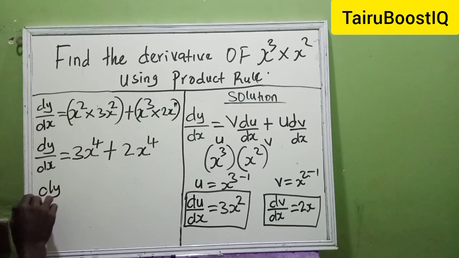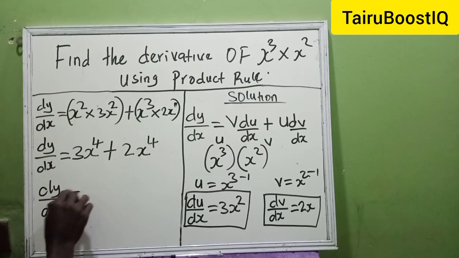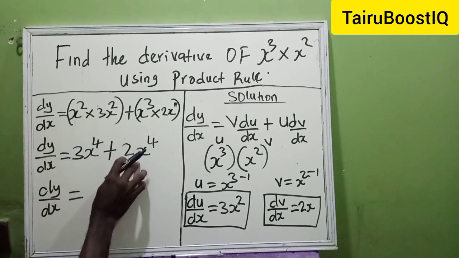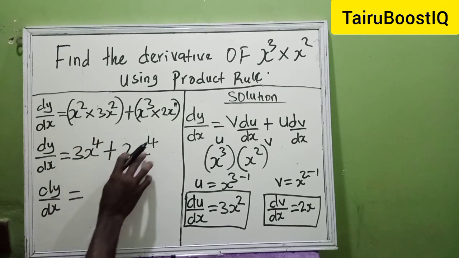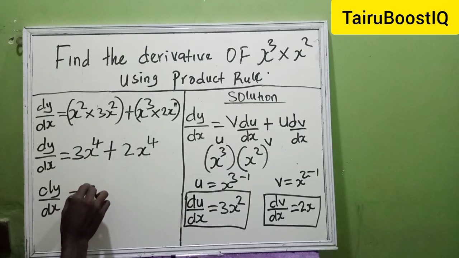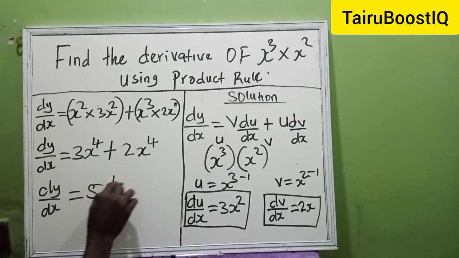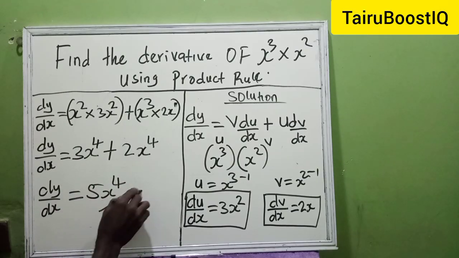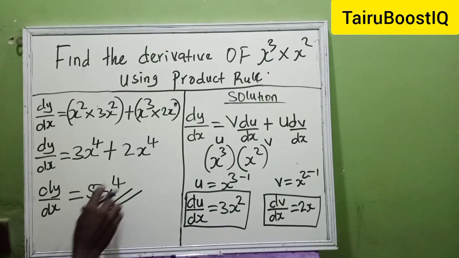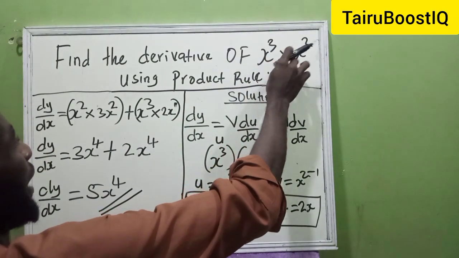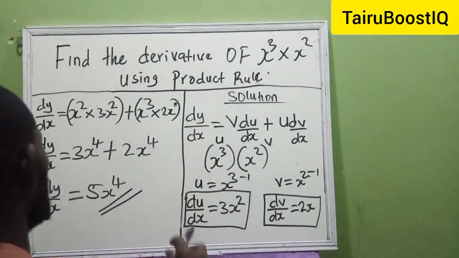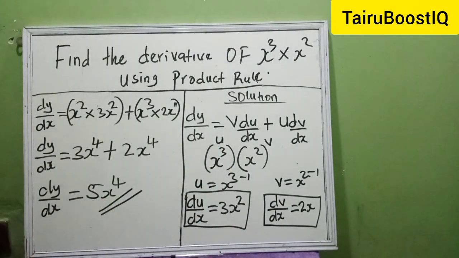And at the end, our dy/dx, we add these two values together. Since we have 3x raised to power 4 plus 2x raised to power 4, our answer is going to be 5x raised to power 4. And our value for the derivative of x raised to power 3 times x squared using product rule is 5x raised to power 4.